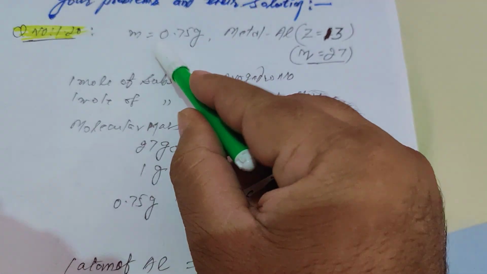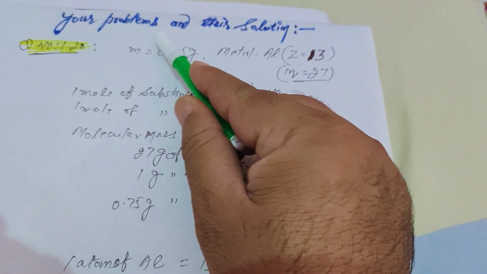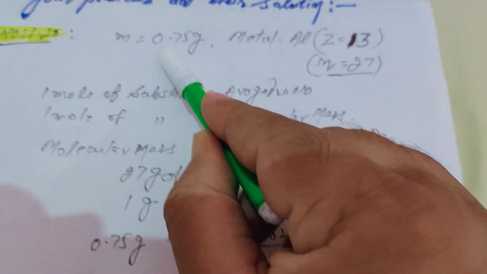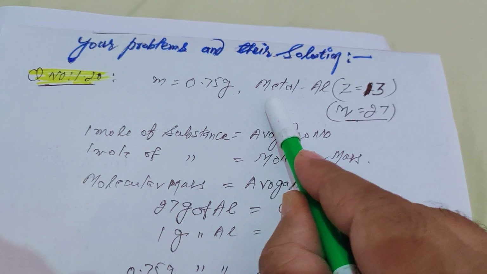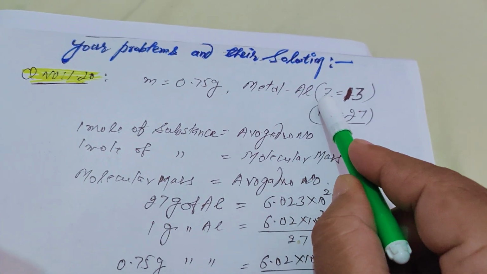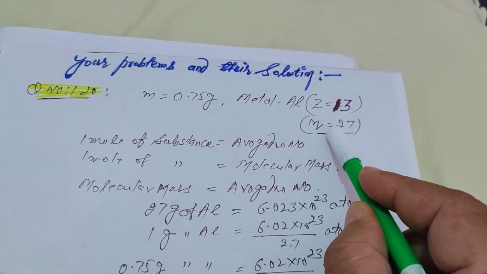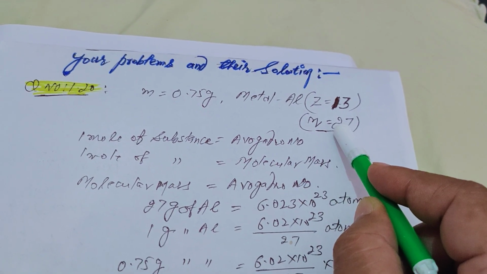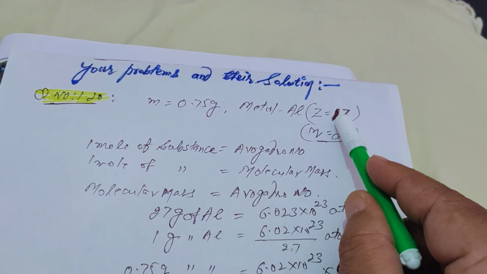You were given an aluminum coin whose mass was 0.75 gram. I have mentioned here the metal was aluminium, and for aluminium the atomic number is 13 and the atomic mass is approximately 26.927. So the molecular mass is 27, atomic number is 13.